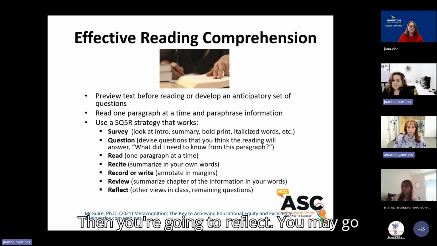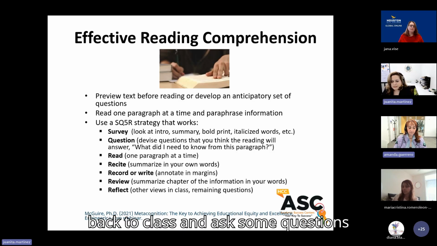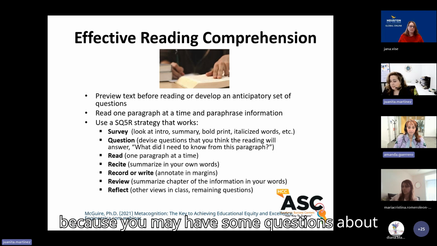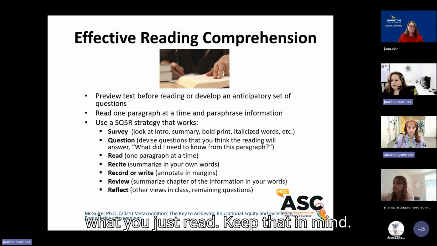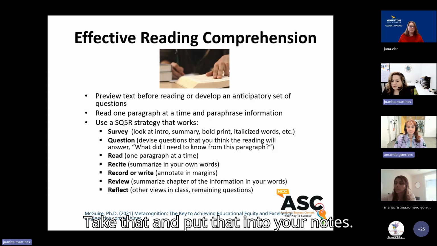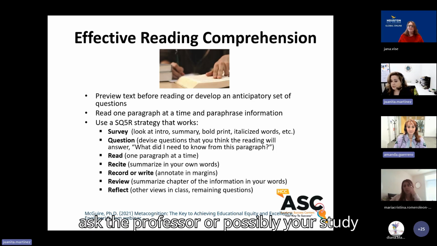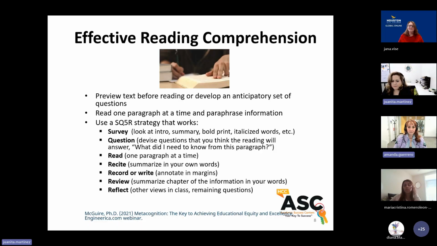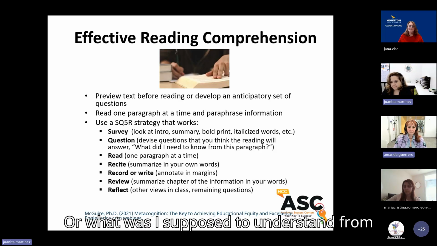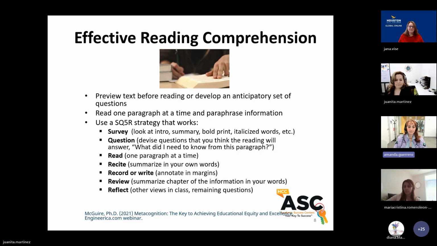Then you're going to reflect. You may go back to class and ask some questions because you may have some questions about what you just read. Keep that in mind. Take that in, put that into your notes. And when you go back to class, you can ask the professor or possibly your study group, what did y'all think about this? Or what was I supposed to understand from this? Did you understand it?